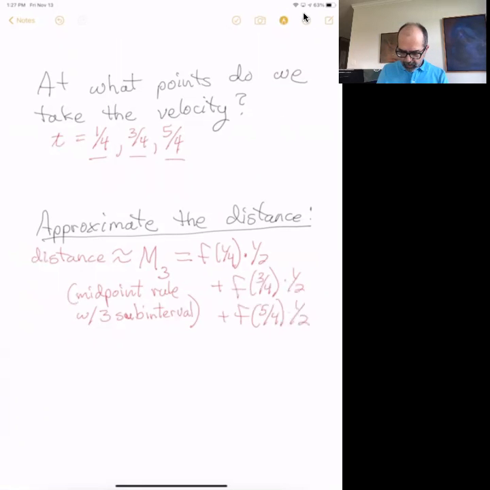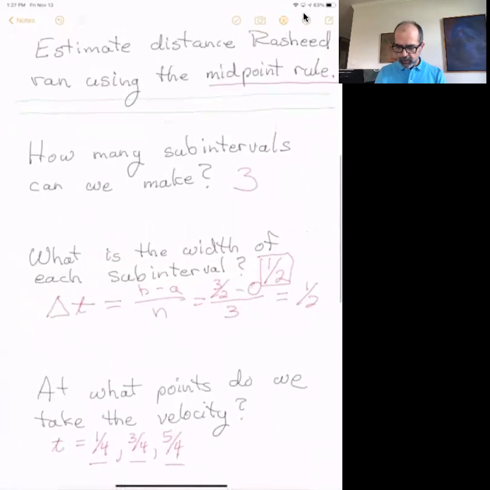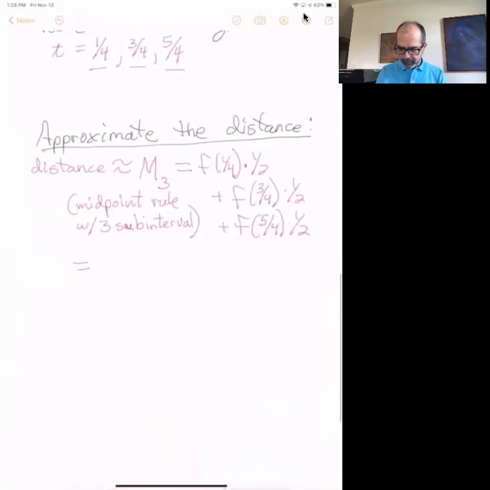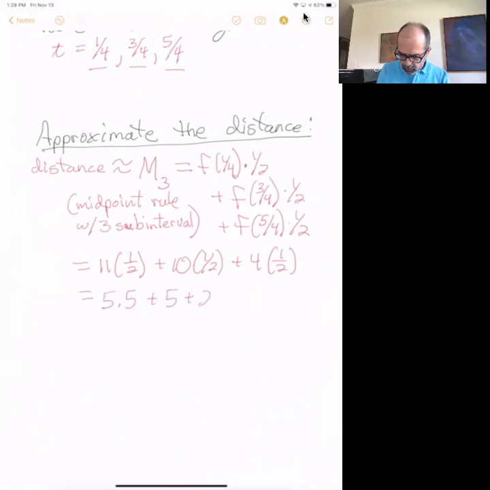So to double check what those values are, I need to go back to my table. And if I check, it's 11, 10, and 4. So it's 11 times 1/2 plus 10 times 1/2 plus 4 times 1/2. So this is going to be 5.5 plus 5 plus 2. So that's going to give me 12.5.